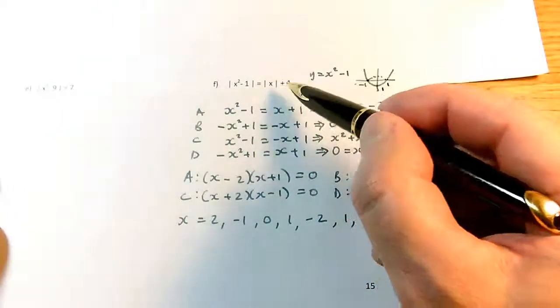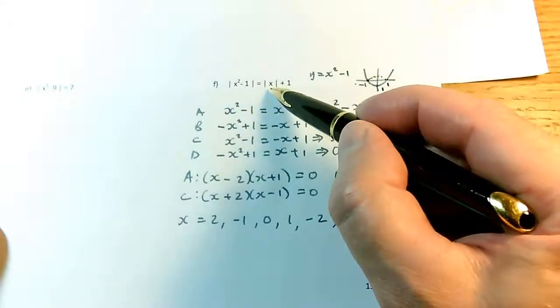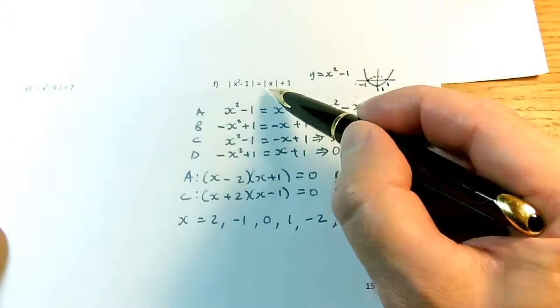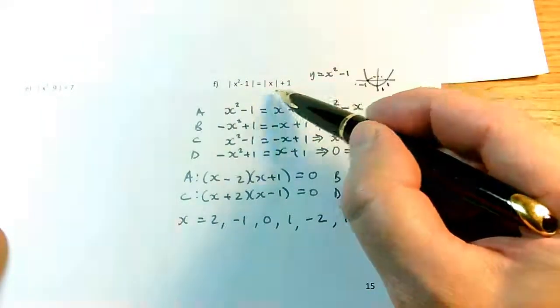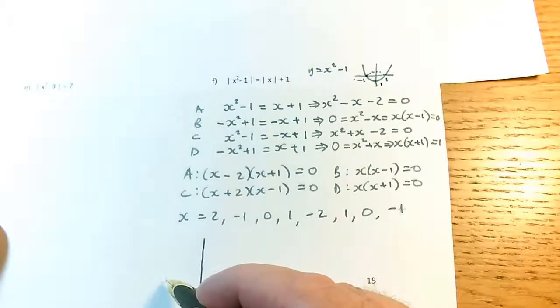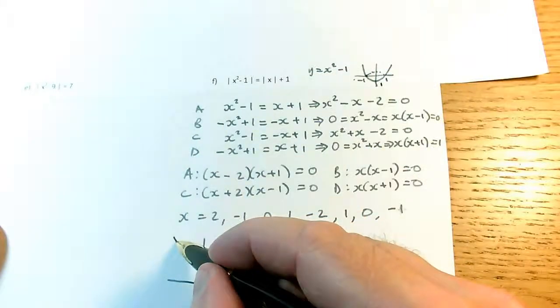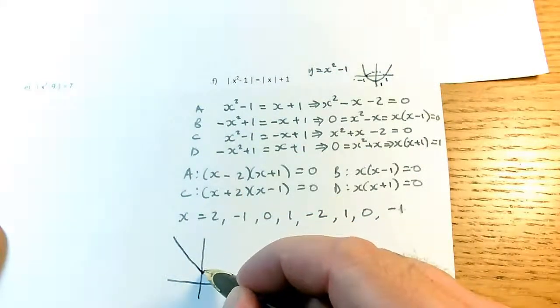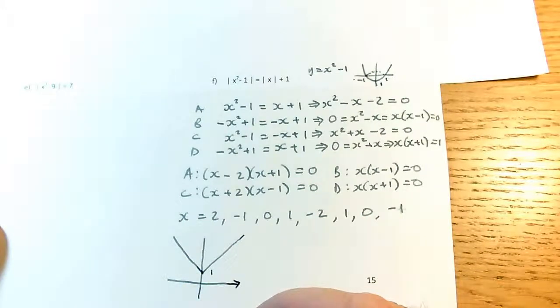Okay, or you could use the point of the v method. The point of the v is going to be when the contents of the modulus are 0, which is when x is 0, and then y is going to be equal to 1. So it's a v with its point at 0, 1. So if I put those two graphs together, the one I've just been talking about, the modulus one, this is the modulus graph with the point of the v at 0, 1.